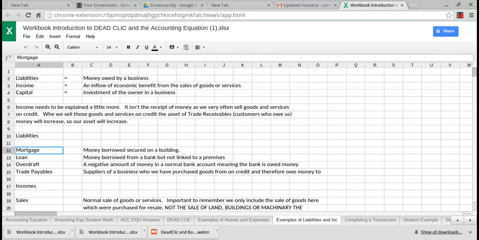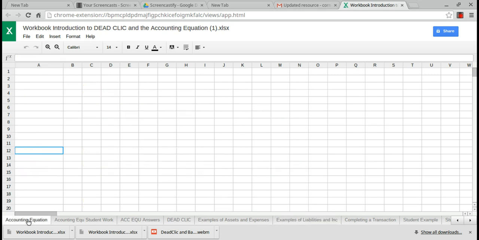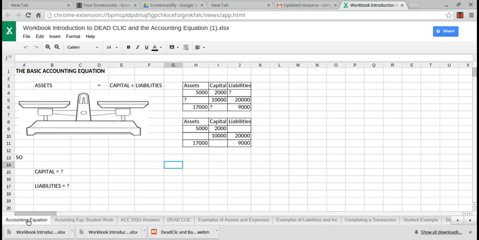The big ones we need to worry about at the moment: mortgages. They're a loan that's against a building or possibly land, and obviously you know what a loan is itself. Okay, so when we look at the accounting equation, we know that our assets are always going to equal our capital plus our liabilities, what we owe. However, the other thing we need to be able to do is not only work out what our assets are, but also, given our assets and, for example, capital, what our liabilities are.